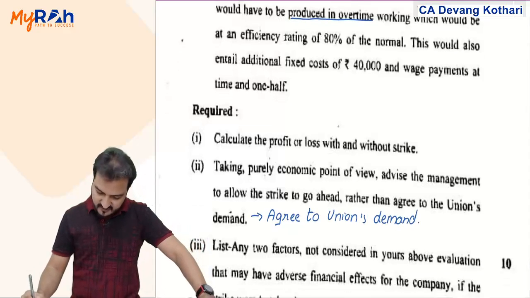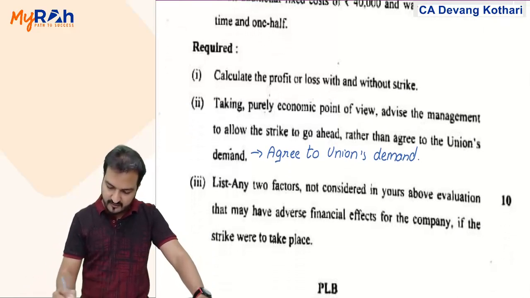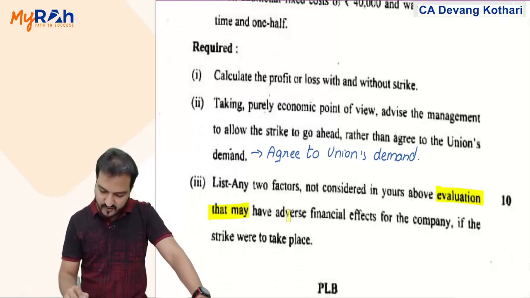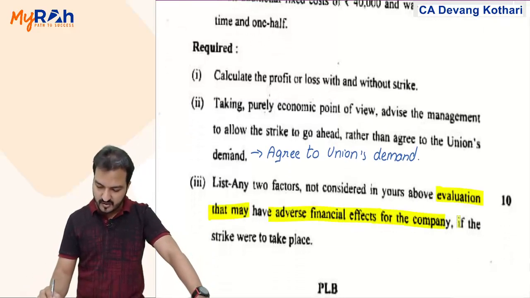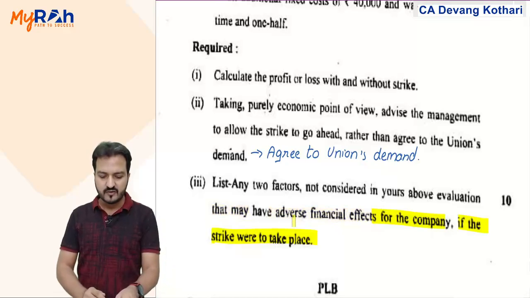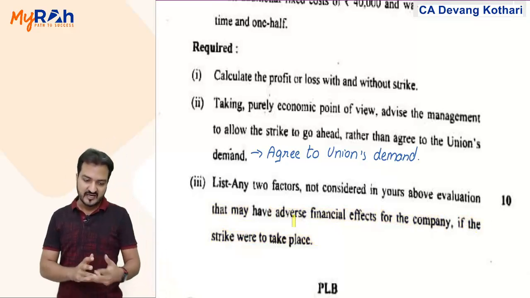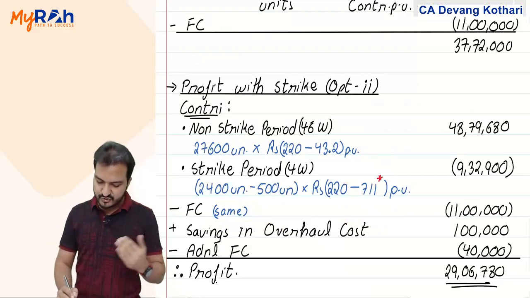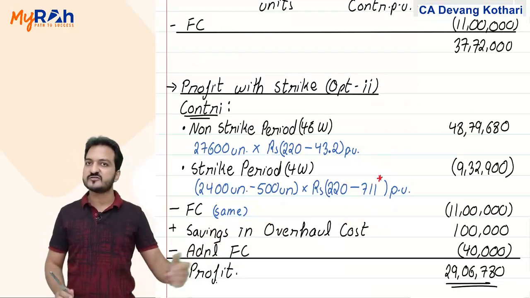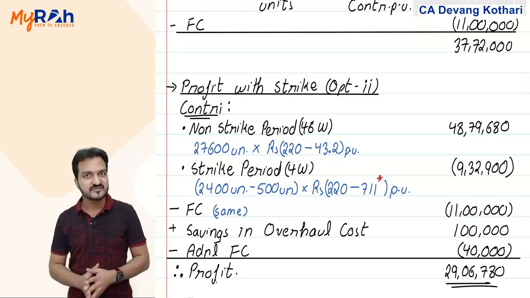And thirdly, they are asking: list any two factors not considered in your above evaluation that may have an adverse financial effect for the company if the strike were to take place. Well, simple. Which other adverse impact will happen if the strike takes place? As of now, you already see that if a strike takes place, there is adverse profit. But what else adverse can happen?